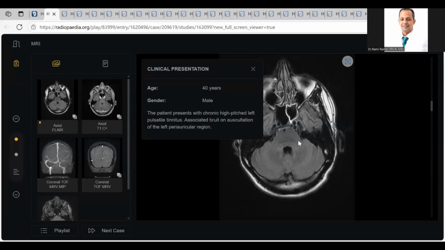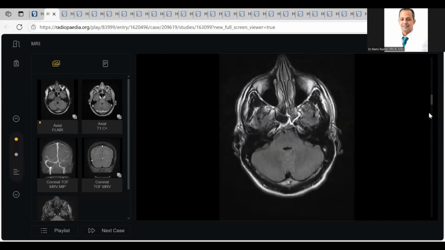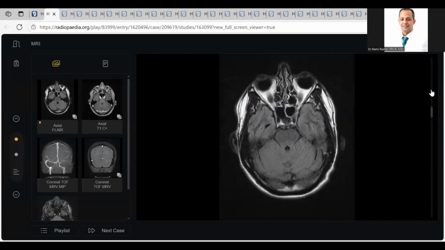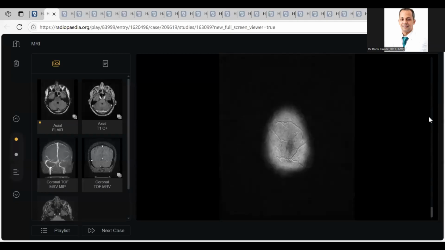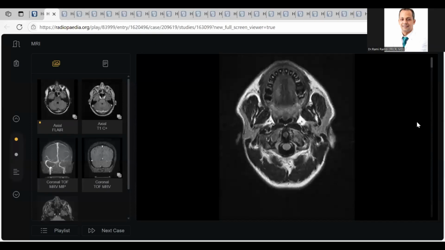A 40-year-old male patient presented with chronic high pitch left pulsatile tinnitus associated with a bruit on auscultation of the left pre-auricular region. Go on. Yes, sir. I am provided with the MRI, multiple sections, clear sequence. The brain parenchyma appears to be unremarkable. No definite focal lesion is seen.